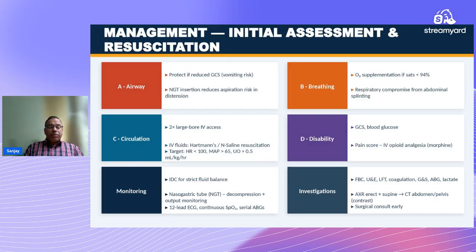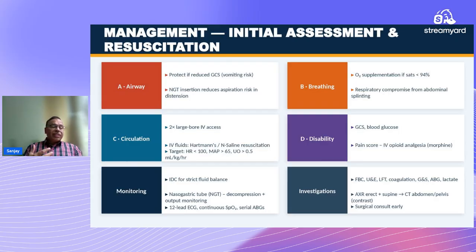Once the patient has become slightly stabilized with these maneuvers, you can simultaneously take blood investigations like full blood count, urine examination, liver function test, complete coagulation profile, arterial blood gas analysis, and serum lactate levels.